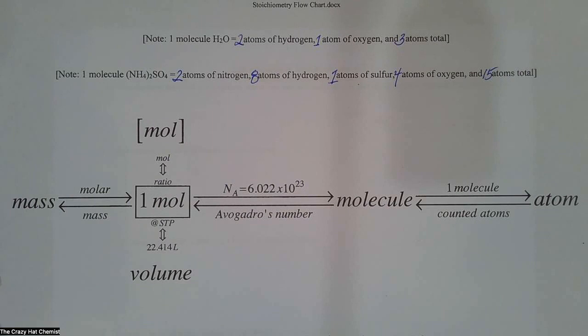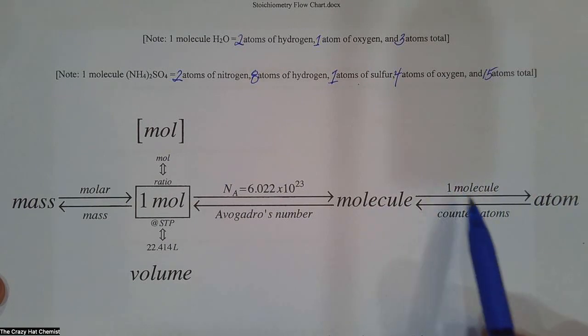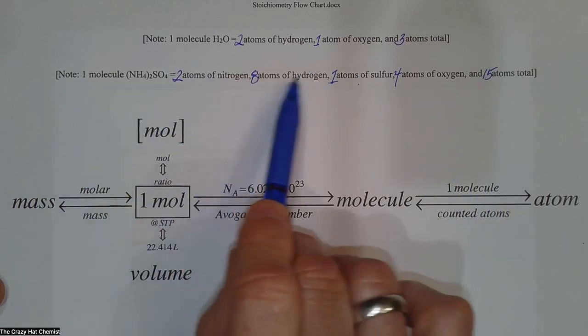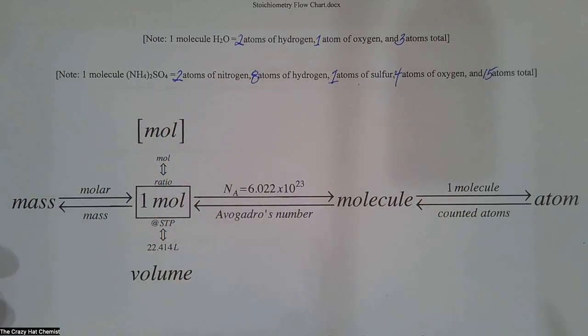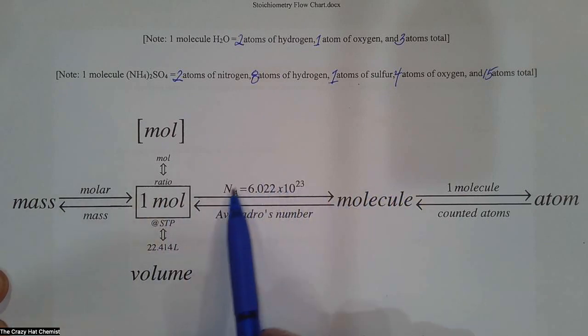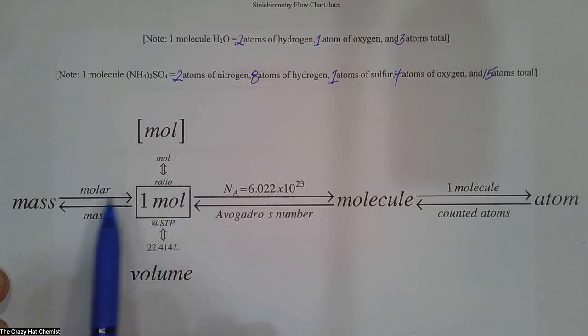Okay. And then we can also go in the reverse direction. So atoms to molecules, I'm going to be using the conversion of 1 molecule for a counted number of atoms. So that is 1 molecule and a counted number of atoms, depending upon the formula and the number of atoms that you're looking for, if they are the total number of atoms or a specific number and type of atoms. Going from molecules to moles, we're going to be using Avogadro's number for molecules, that's right here, and 1 mole. Going from moles to mass, we're going to use 1 mole and the molar mass in grams to get mass.